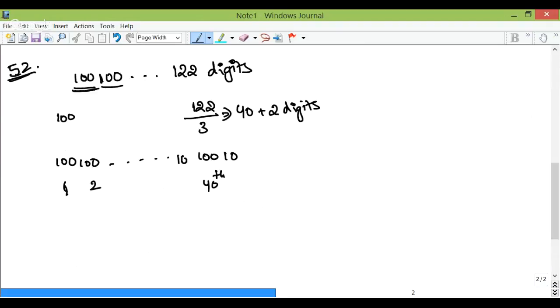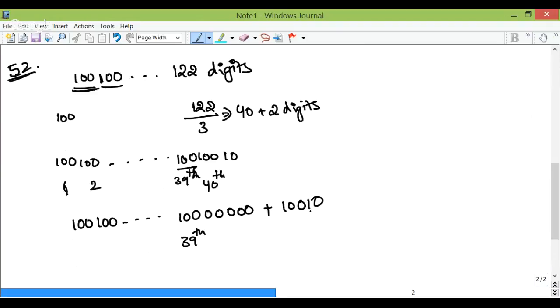And here also there will be one more sequence, 100. This is the 39th. Now observe here. I am writing this number as 100, 100, so on up to the 39th hundred, and the remaining all zeros, plus 10,010.